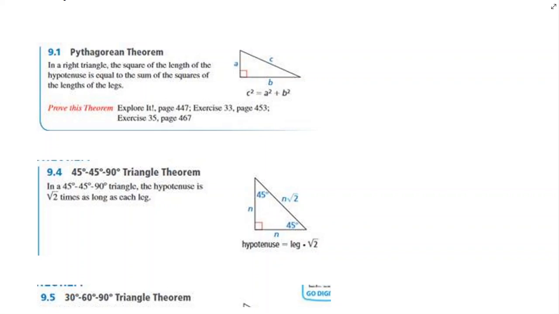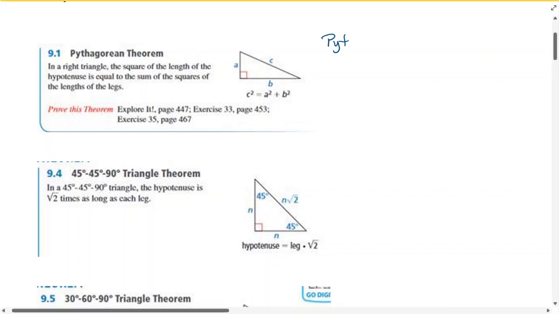Now we're reviewing Chapter 9, and I decided to make it just by itself, and that's because there's so much to cover. In Chapter 9, we started with the Pythagorean theorem. Everybody did very well on this one.